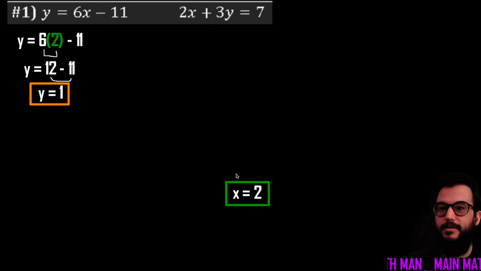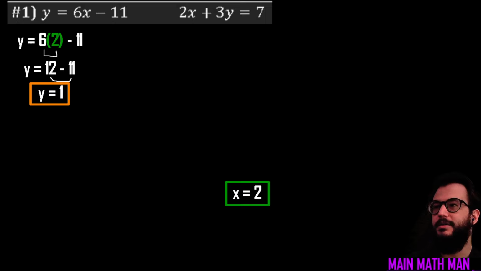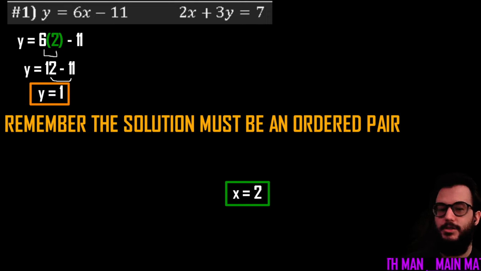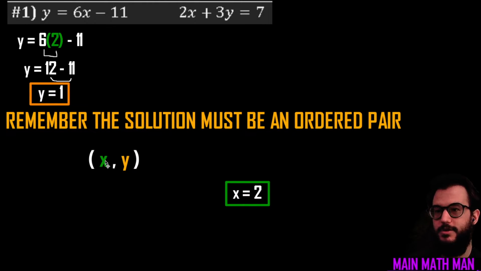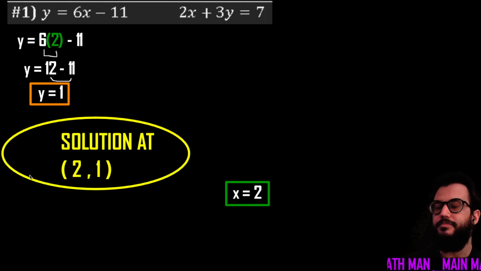So now that I have an x value and a y value, I can write my solution as an ordered pair. So that has to be an x value and a y value in parentheses like this. So again, make sure all your answers are going to be like this. It's kind of like a first name and a last name. It's kind of like a street name and a house number to get to a location. And so now we're going to say that the solution for these two equations, meaning the solution for the system, is going to be the point (2, 1).